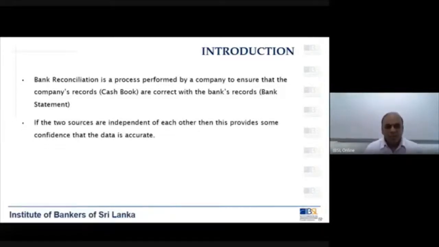If the two sources are independent of each other, then this provides some confidence that the data is accurate. It is the same thing that I referred to above. You have one set of records coming from your own cash book, and the other set of records is from a totally independent party, which is the bank. So there is no influence between the two parties. If that is the case, the information that you get from these two independent sources is considered to be much more accurate, because it is not the same person doing both sides of the transactions. I mean, it's not the transactions as such, it is the recording of the transaction.